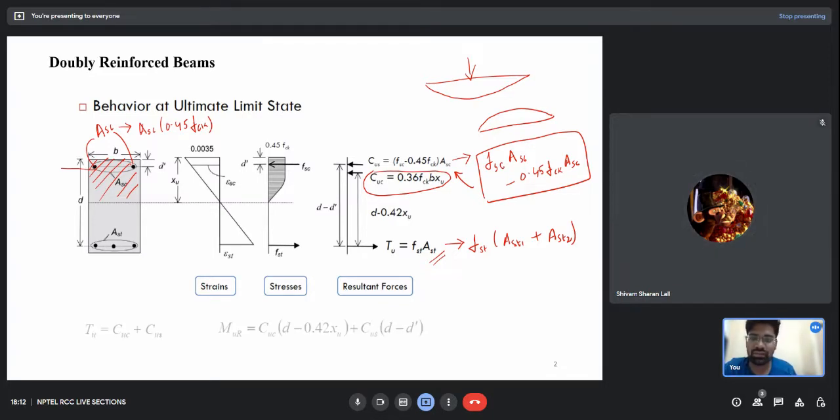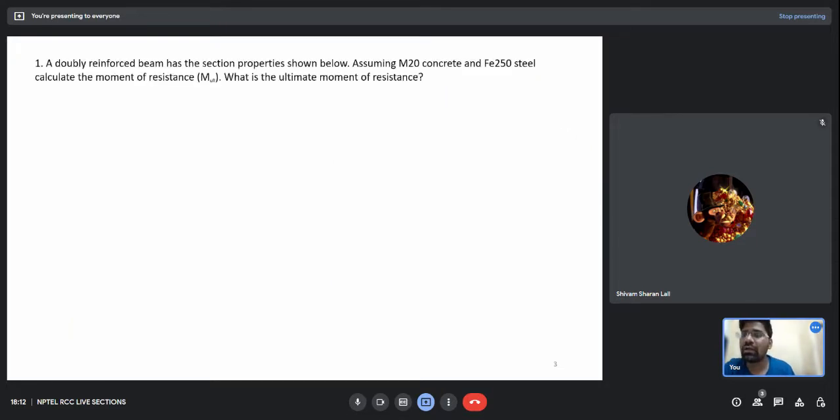Now you are very familiar with the resultant forces in a doubly reinforced beam. Now this is the force equilibrium, and this is the moment. You can easily figure it out: Cu into d minus 0.42 xu and Cus into d minus d dash. What is d dash? It is the effective cover from the top for the top compressive reinforcement. So now let's look at one problem. The first problem of today's class says, a doubly reinforced beam has the section properties as shown below.